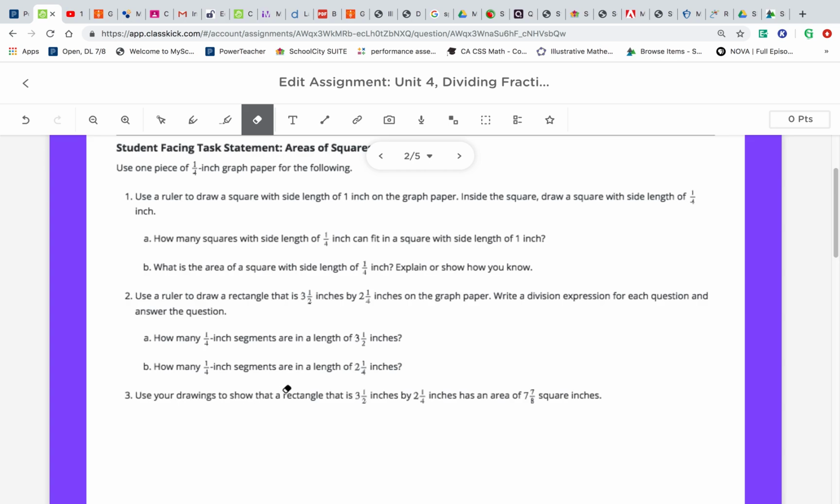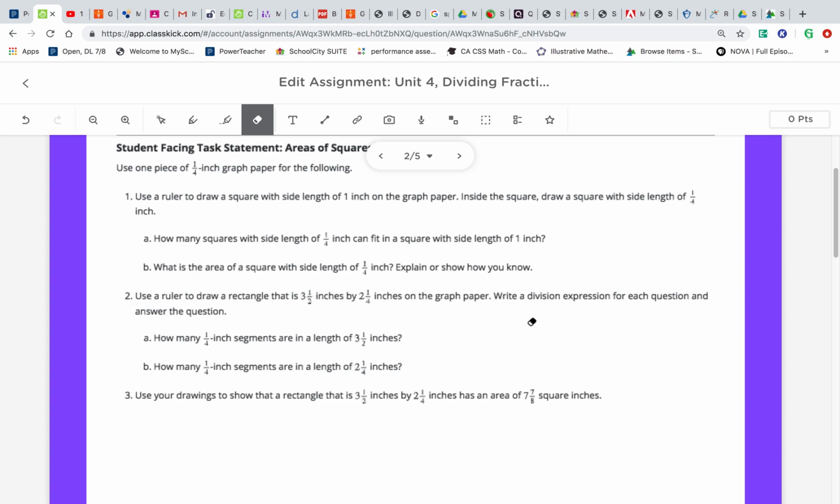They say use your drawings to show that a rectangle that is 3.5 inches by 2.25 inches, that's the one that you've already drawn, that's this one here, has an area of 7 7/8 square inches. Okay, so we could, of course, do the math here. We could do 3.5 times 2.25, since it's going to be base times height or length times width. So if you do 3.5 times 2.25, you'll get 7 7/8.